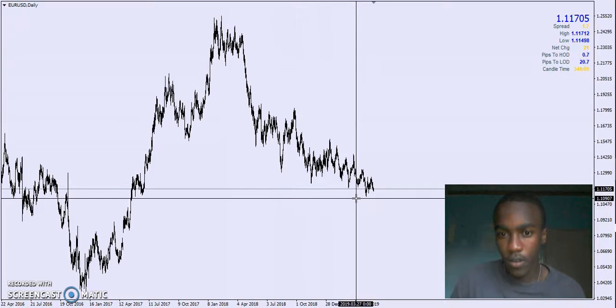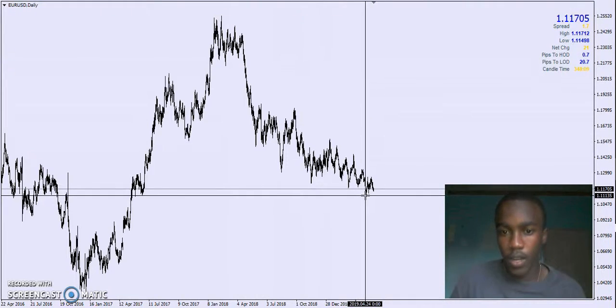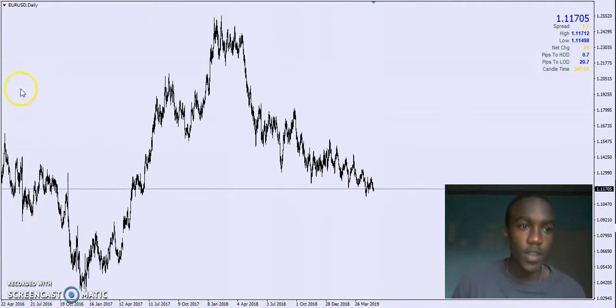around about 1.1100. So around about 1.1100, and we can see that this 1.1100 is quite a nice support. Price may reverse from here.